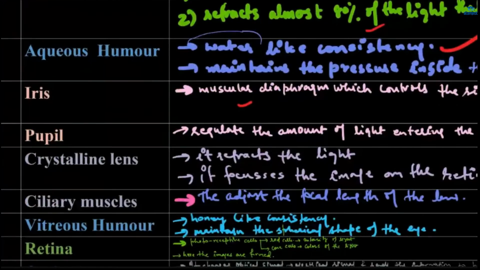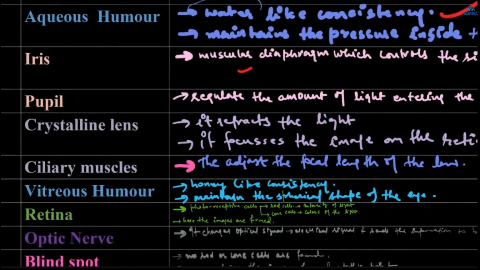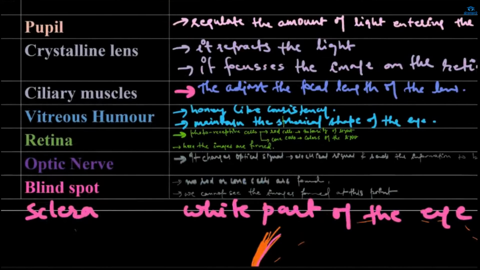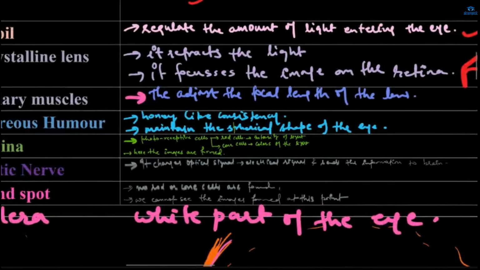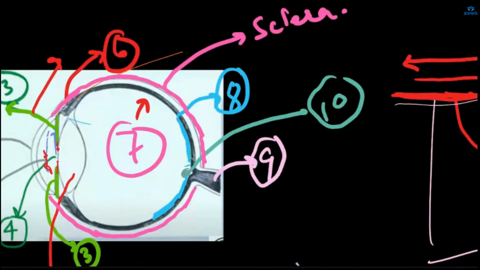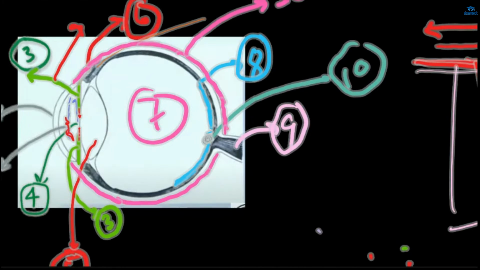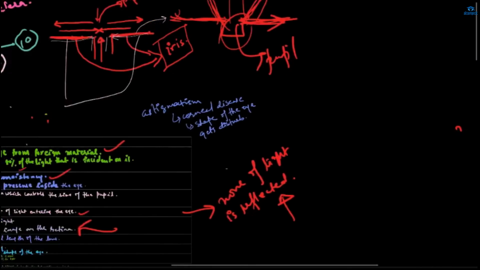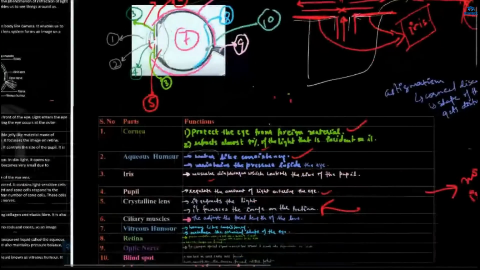It is the same as the aqueous humor, but the aqueous humor has a water-like consistency, whereas the vitreous humor has a honey-like consistency. It maintains the spherical shape of the eye. It applies pressure on the walls of the eye so that the spherical shape is maintained. So this is our vitreous humor, which is responsible for maintaining the shape of the eye.